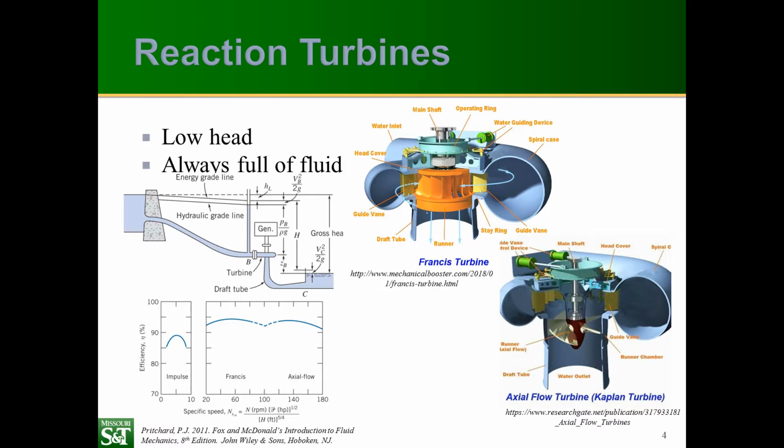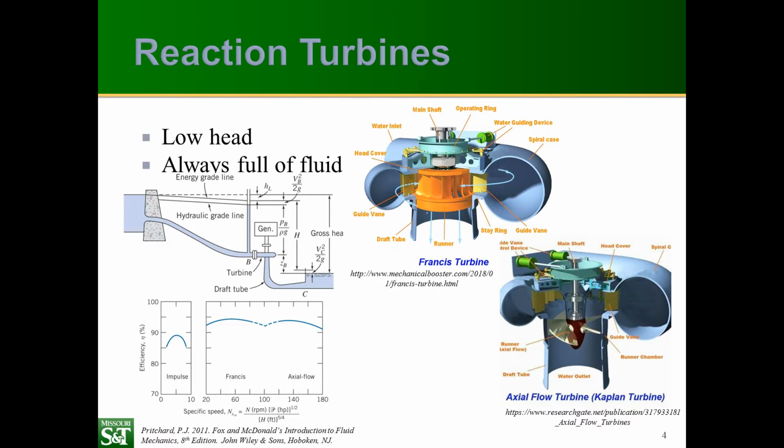At low heads, reaction turbines provide better performance. This is basically the opposite of a centrifugal pump. They tend to be high flow and, again, low head. They are always full of fluid, and there are two major types. The first is the Francis turbine, and the second is called the Kaplan turbine, also called an axial flow turbine. Each is best for slightly different operating conditions. The axial flow turbines tend to be better at higher specific speeds, and the Francis turbines tend to be better at moderate specific speeds.